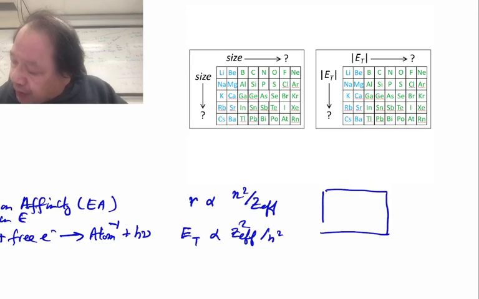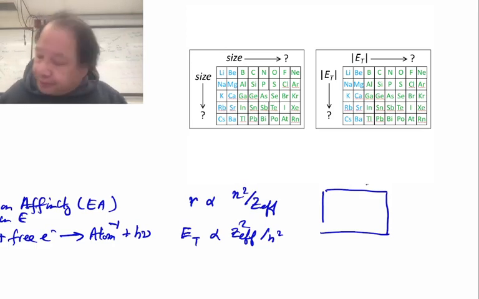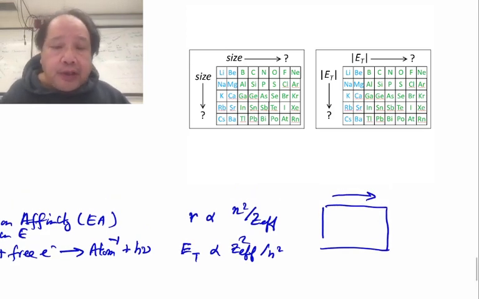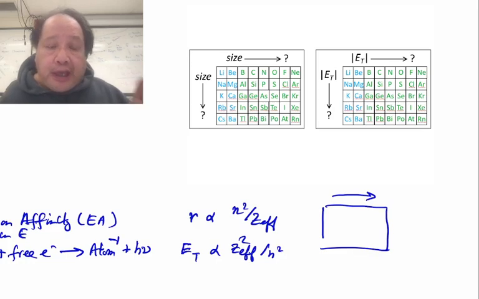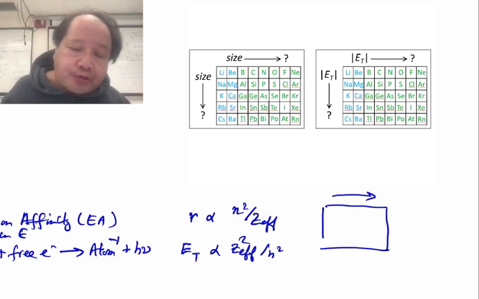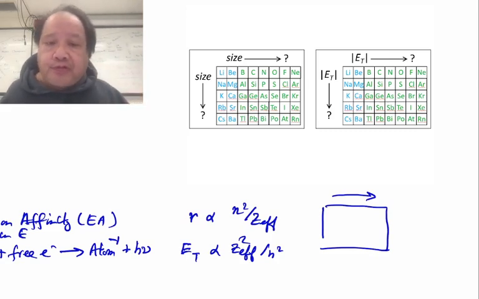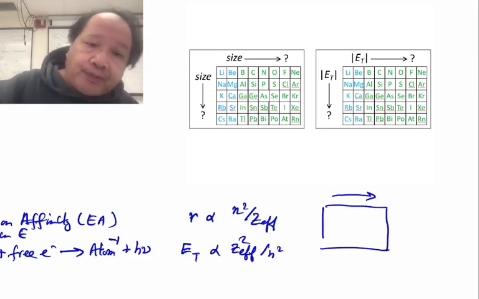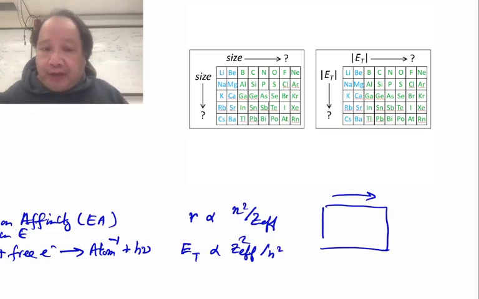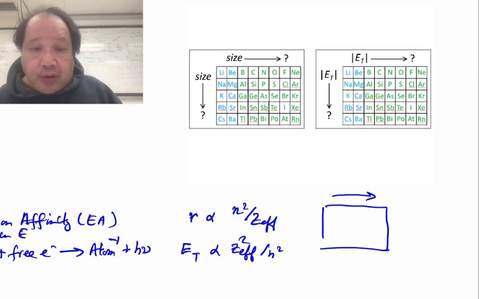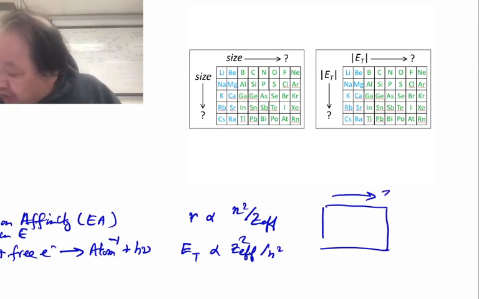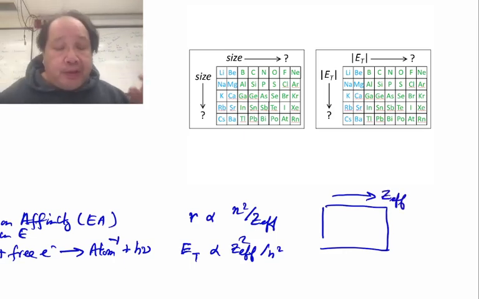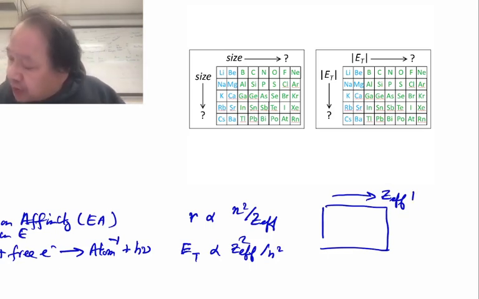So going left to right, the n value is constant. In each row, it's all 2p or all 3p and so forth. So take the top row, it's 2s and 2p. The n value is not changing. The only thing that's changing is Z effective. And from imperfect shielding, Z effective gets larger as we go to the right.